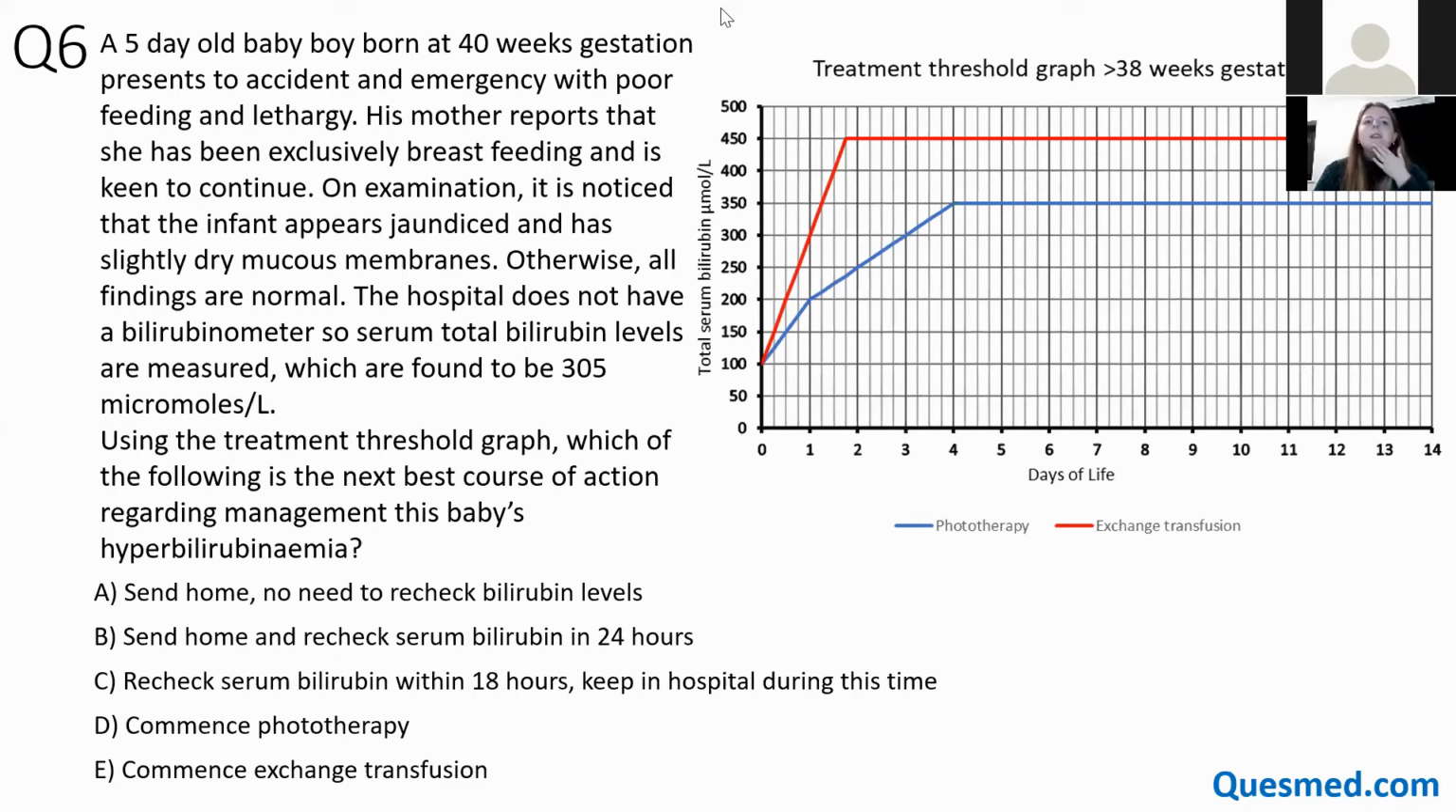Somebody said, when do you give IVIG? Is it after you've exhausted phototherapy and exchange transfusion? We'll come to that at the end of the presentation. I've got a brief slide on it, so all will be revealed.